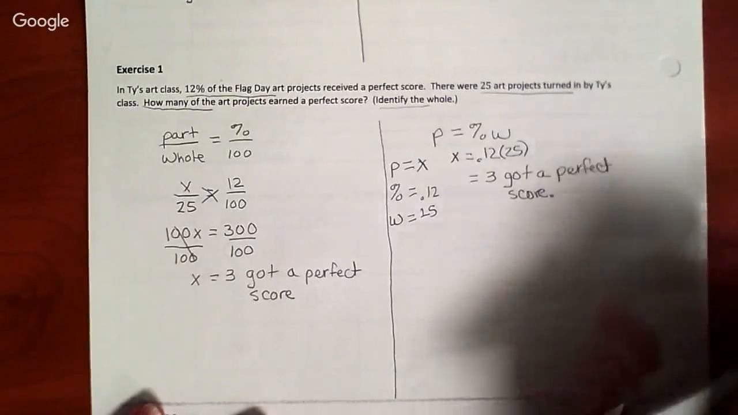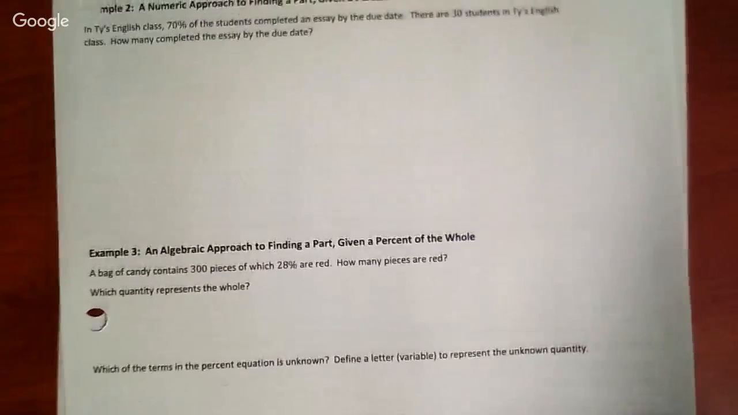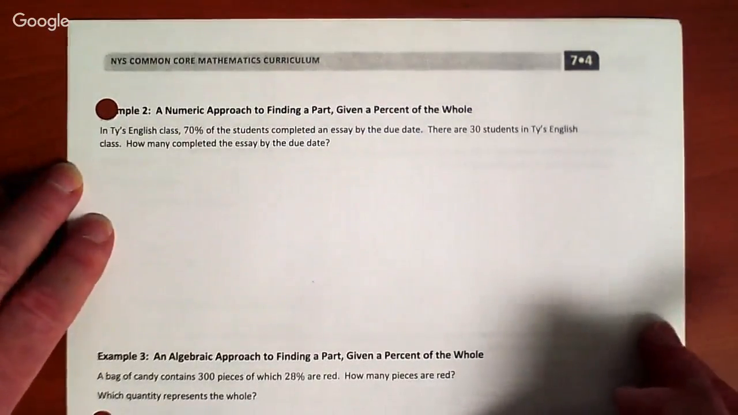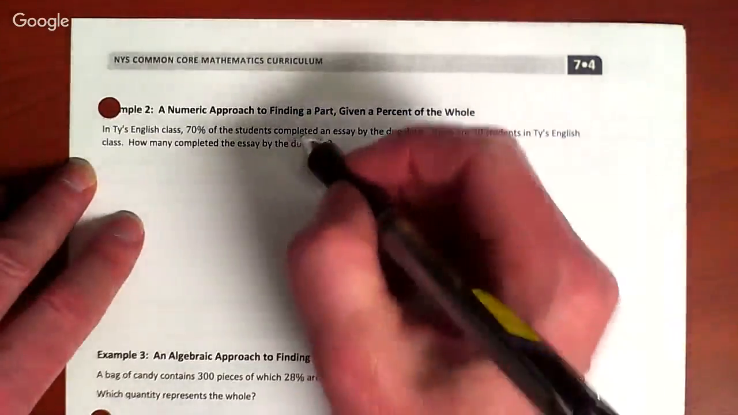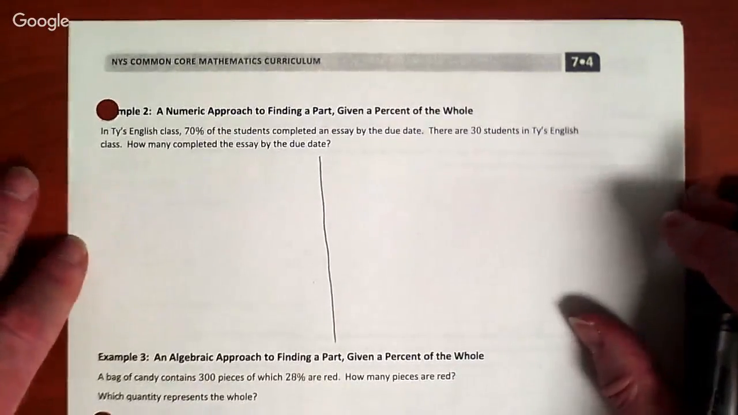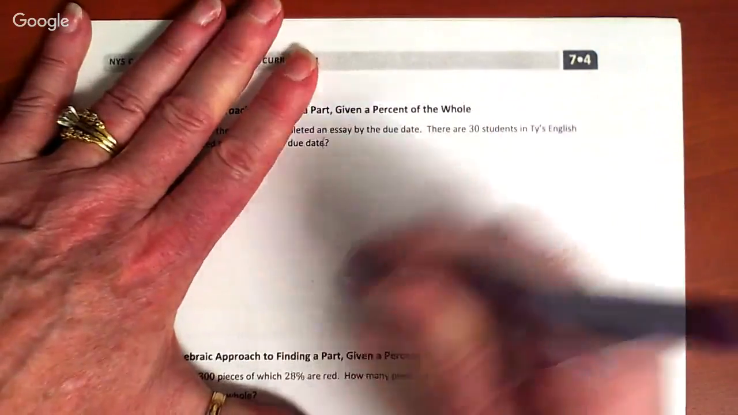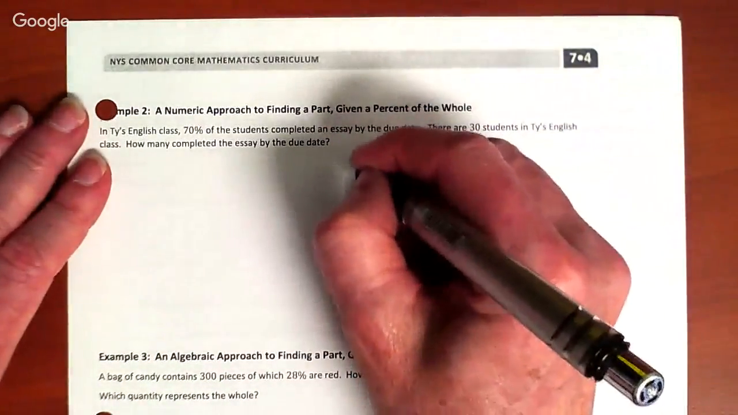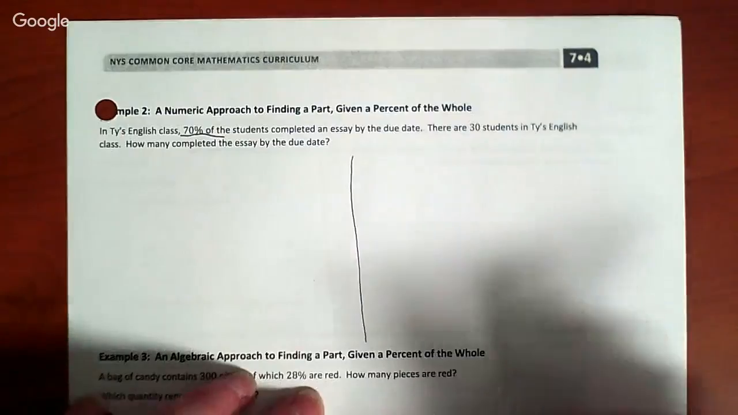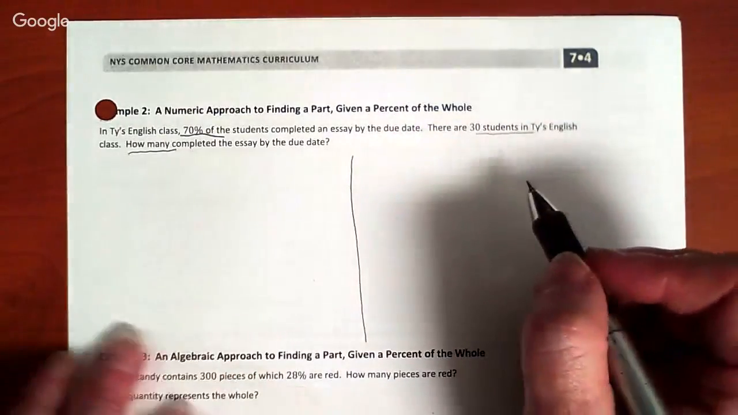Okay. Our final example for the day, and I'm going to show you both methods again on this question. It says, in Ty's English class, 70% of the students completed an essay by the due date. So we have 70% of the students. There are 30 students in Ty's class. How many completed the essay by the due date?